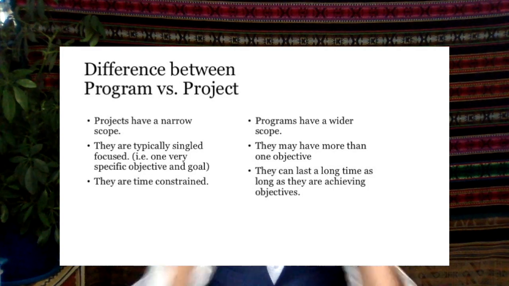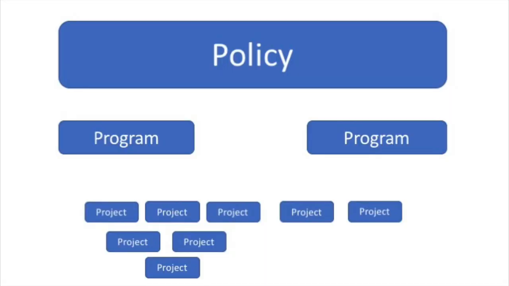So if I had to picture this to help in the understanding, I will picture it like this. You have a policy at the top. It's very large, very wide, broad statement of a goal. And then you have the programs underneath that are put in place to achieve what the policy says. And then you have multiple projects under those programs.